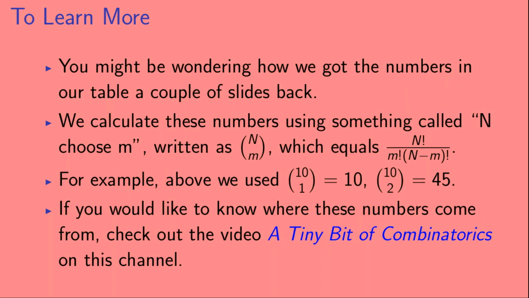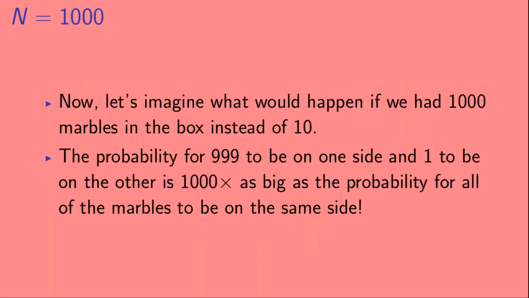Now, you might be wondering how we got the numbers in our table a couple of slides back. We calculate these numbers using something called n choose m, which is written as n and m in brackets, and this equals n factorial over m factorial times n minus m factorial. For example, above we used that 10 choose 1 is equal to 10, and 10 choose 2 is equal to 45. If you would like to know where these numbers come from, check out the video A Tiny Bit of Combinatorics, available on this channel.